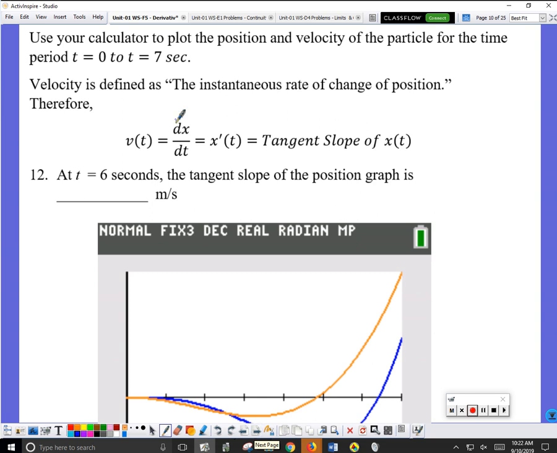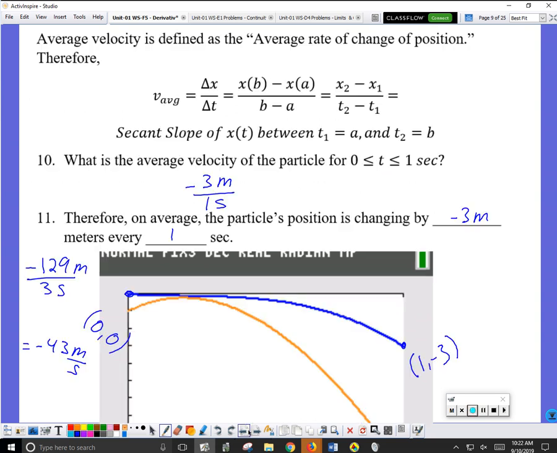New symbol, we'll worry about it a little bit later, but this is known as the derivative. This symbol means the same thing. It means the tangent slope of the position. When we found this value, -3, that was the secant slope of the position graph. Secant slope means draw a line between the 2 points. So I start here, I draw a straight line to there.